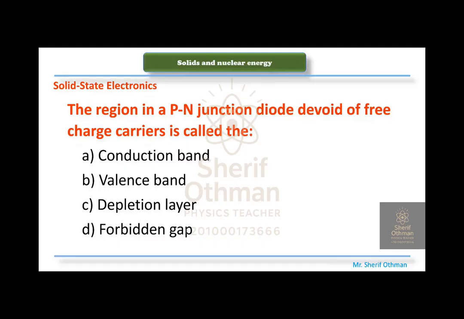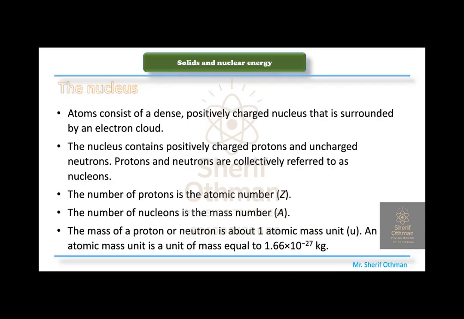The region in PN junction diode devoid of free charge carriers is called the depletion layer. Moving to a new part, guys, the description of nucleus. This part is common between physics and chemistry. We are going to study this part from the perspective of physics.